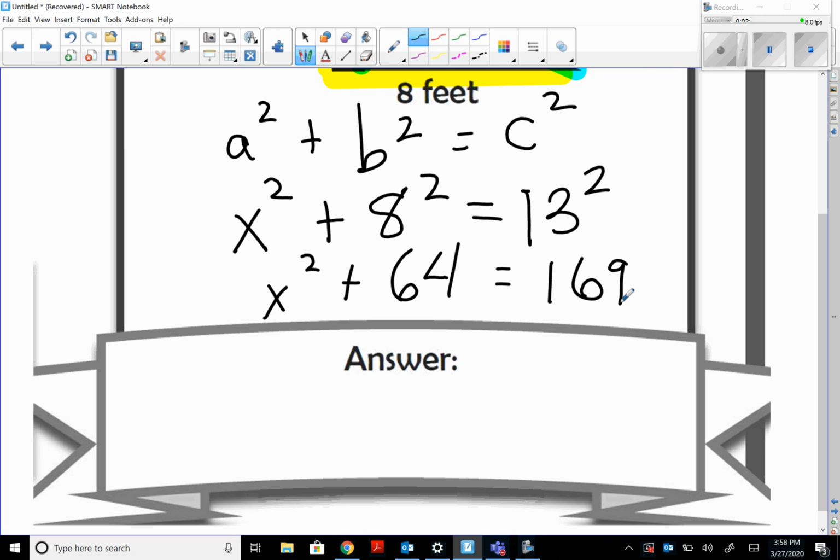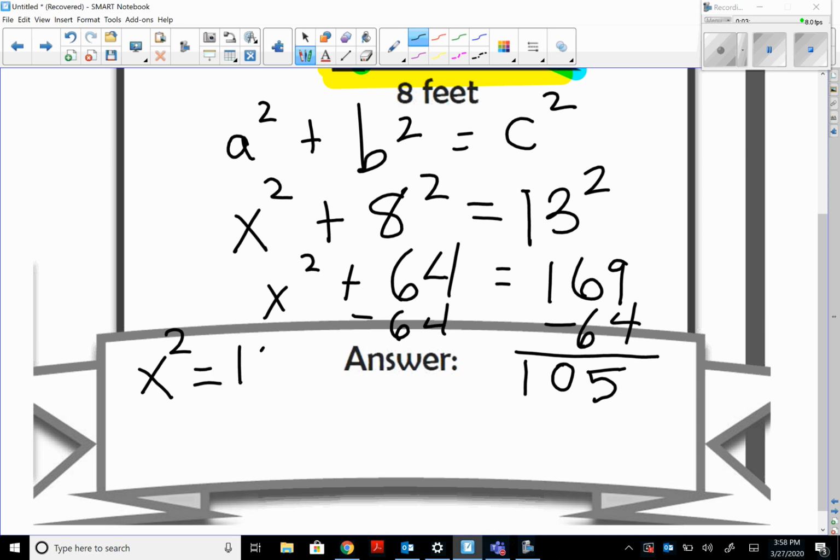All right. Our next step, we're trying to isolate that X because that's what we're trying to solve. So before we deal with that square, or that exponent, I'm going to go ahead and subtract 64 from both sides of the equation. If I subtract 64 from 169, I get 105. So now my equation is X squared equals 105.